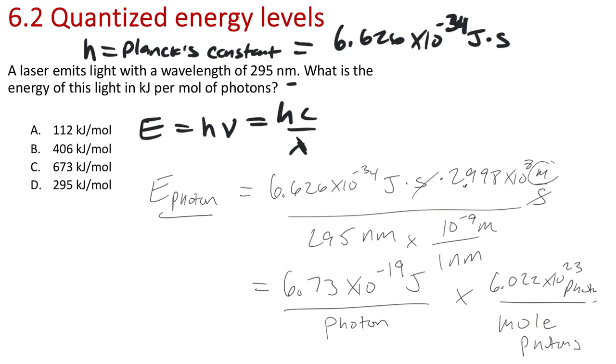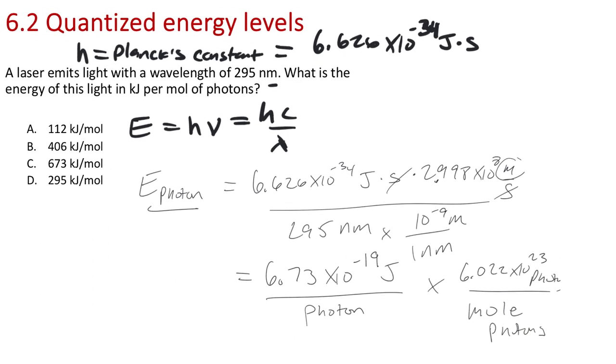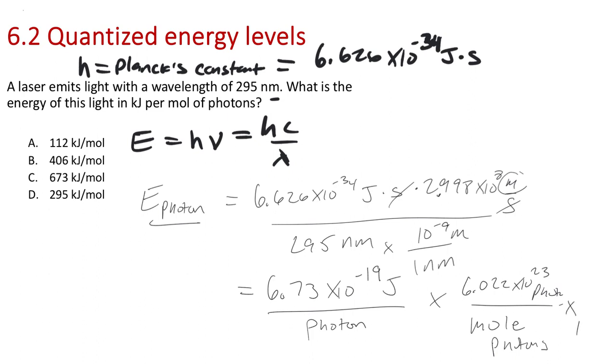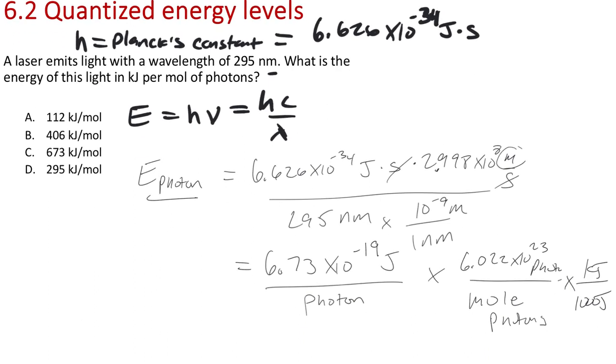And then we can convert joules to kJ. So 1,000 joules per kilojoule. So times 6.022 E23, divide by 1,000. So I get 406 kilojoules per mole.